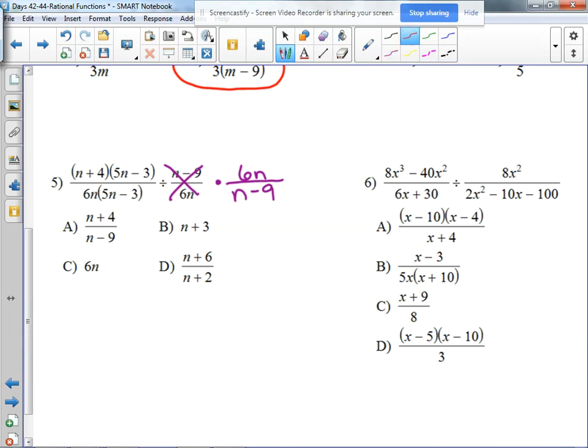And we're looking for anything that shows up in the numerator and in the denominator exactly the same. So 5n minus 3, top and bottom, 6n, top and bottom. What are we left with? N plus 4 over n minus 9. It's as easy as that.